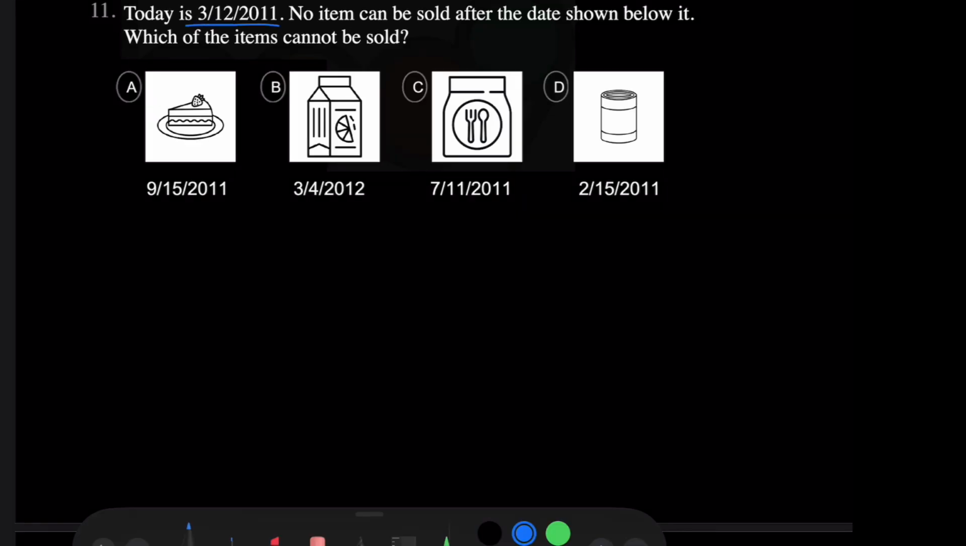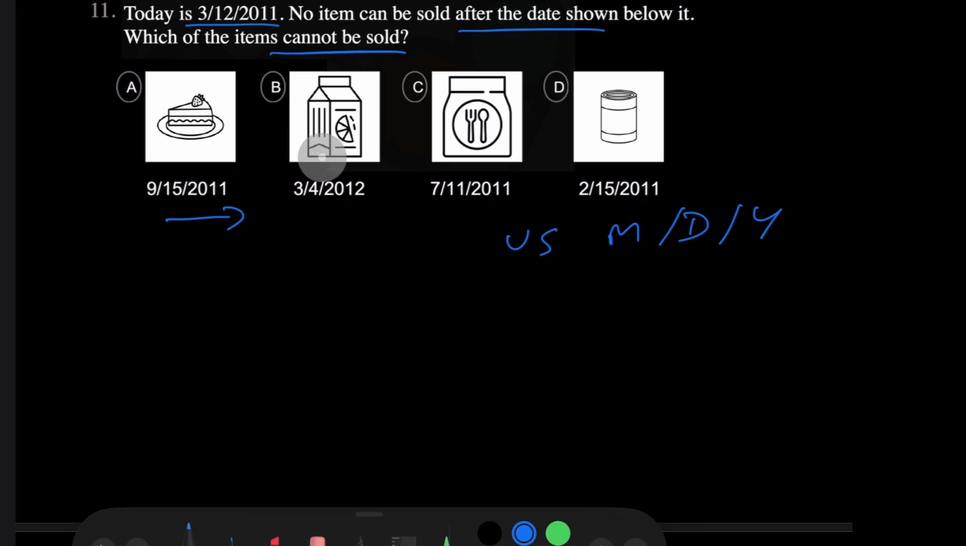Today is 3/12/2011. No item can be sold after the date shown below it. Which of the items cannot be sold? One thing to note is that in the US we first write the month, then the date, and then the year. So let's check each choice one at a time. Choice A, we first check the year 2011. 2011 is the same. The month is 9, which is greater than 3, so it's in the future.